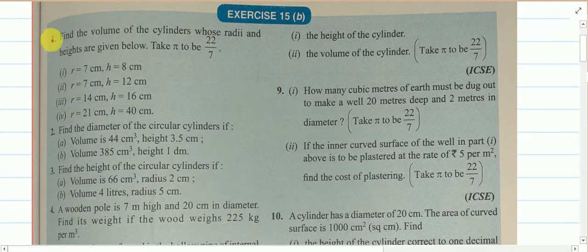Okay children, now we will do exercise 15b. First question, number 1. Find the volume of the cylinders whose radii and heights are given below. Take pi to be 22 by 7. So first one is r is 7 centimeter and h is 8 centimeter.